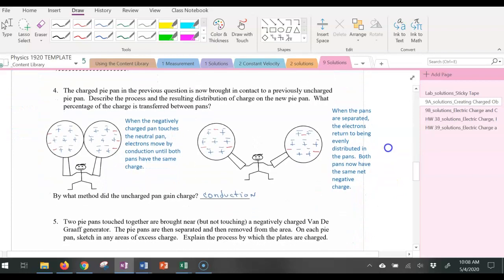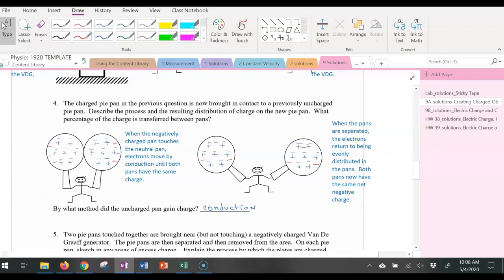Okay, then in step 4, Mike takes his negatively charged pie pan, the one that he created up in step 3, and he touches it to a neutral pie pan. So when the negatively charged pan touches the neutral pan, electrons move from the more negative one to the other one, and the electrons move until both pans have the same electric charge. The process by which the neutral pan is becoming charged is called conduction. It's because the two pans are touching.